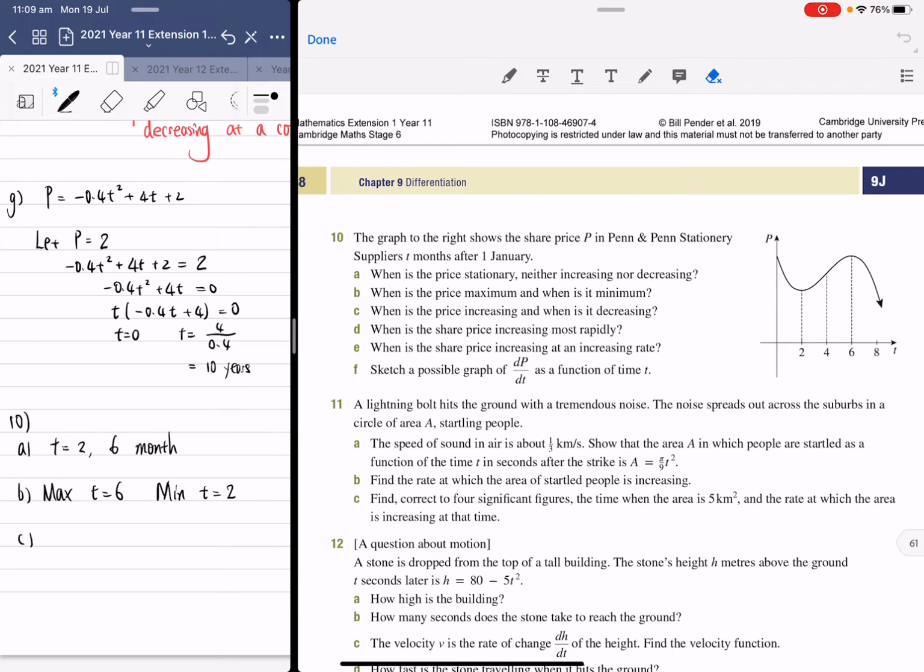When is the price increasing and when is it decreasing? Now, if you look at the graph, the share price is increasing from 2 to 6. So when the time is between 2 and 6, the share price is increasing, and then decreasing.